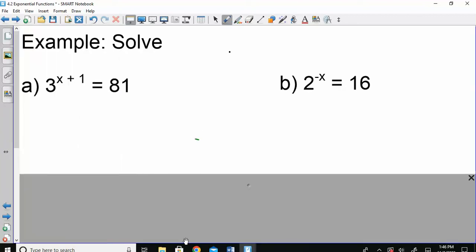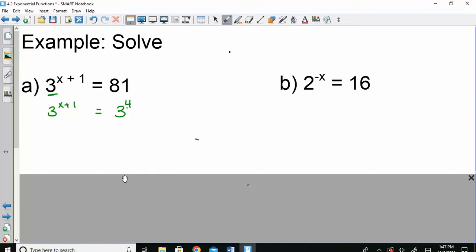3 to the x plus 1 power equals 81. Now, could we guess and check and get an answer here? Absolutely. But some of these problems are going to get uglier. I might have variables on both sides, so they're going to get more challenging. So we need to figure out how to do it. Our goal is to get a common base on each side. I cannot change 3, so that has to stay. So the question is, 3 to what power equals 81?